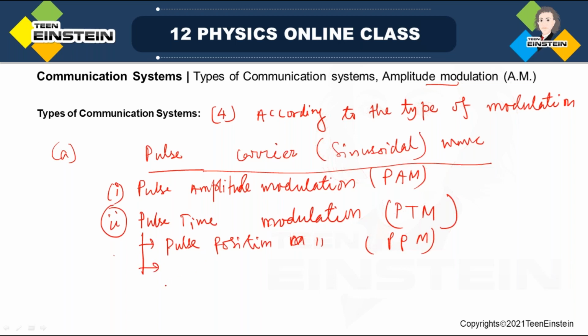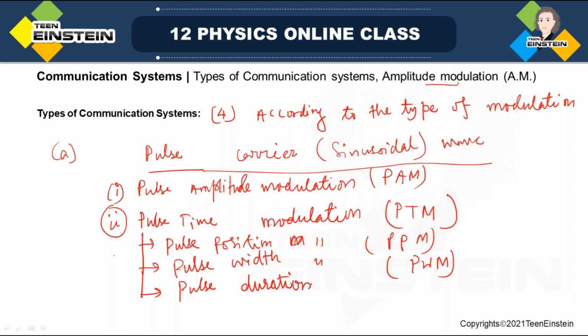Then pulse width modulation, PWM, and pulse duration modulation. You might be very much bored with this, but don't worry, we have already finished this, the different types of communication systems. These are just for your information, what are the types of communication systems we have.